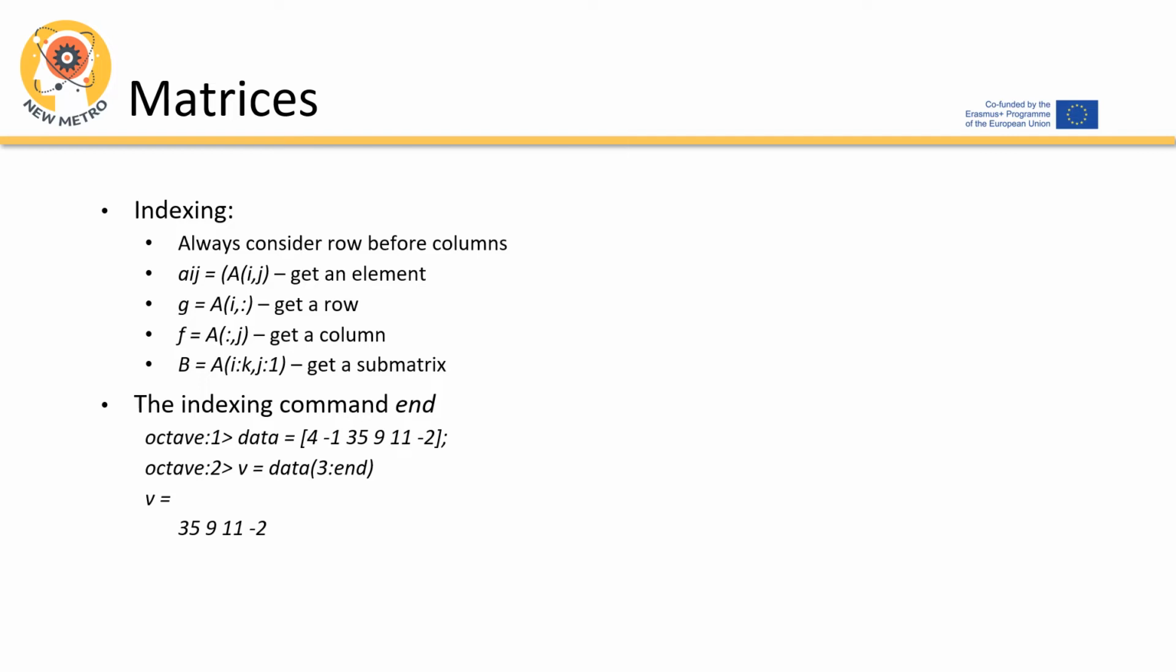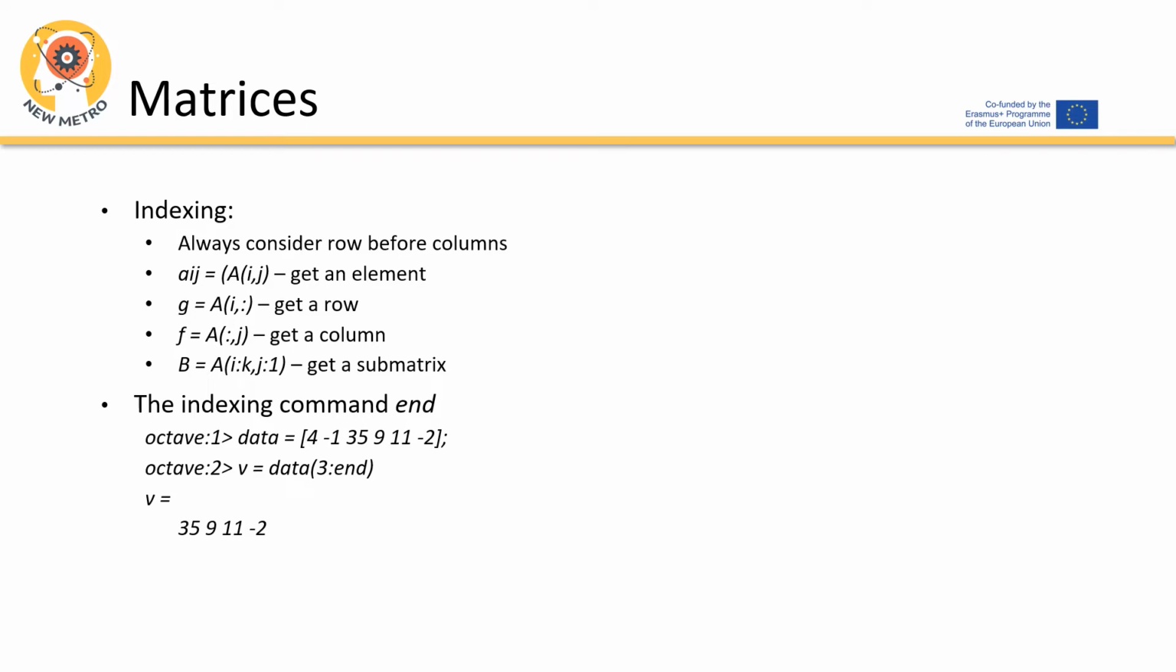A few words on indexing as well. We always consider rows before columns. An example is alpha(i,j) equals A(i,j) in order to get an element. G = alpha(i,:) to get a row. F = alpha(:,j) to get a column, and B = A(i:k, j:l) to get a submatrix.